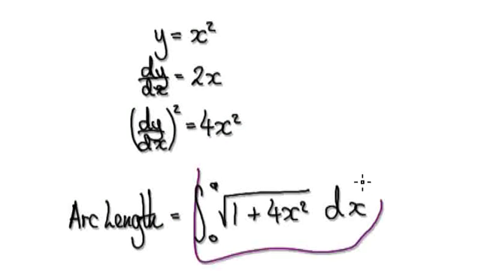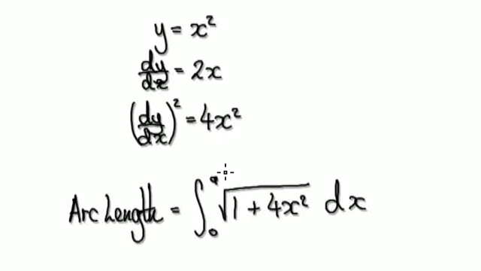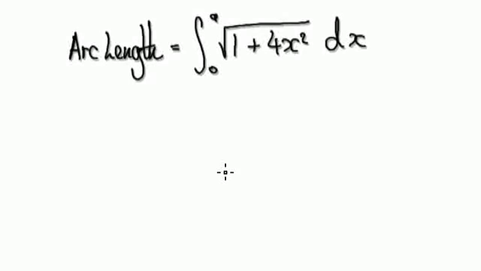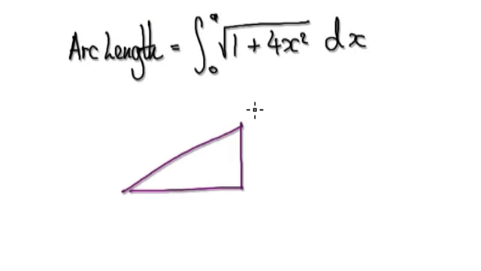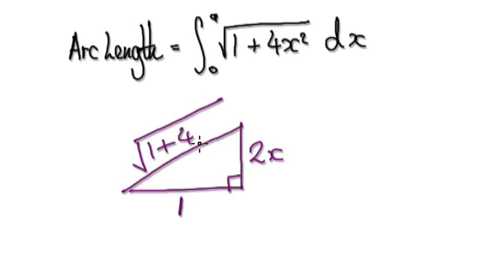Now integrating this is quite difficult. So to integrate this, your eyes should zoom into this bit. Create a right angle triangle in such a way that this will be true. So if you make this to be 2x, if you make this to be 1, then the hypotenuse will have no choice but to be the square root of 1 plus 4x squared by using Pythagoras.